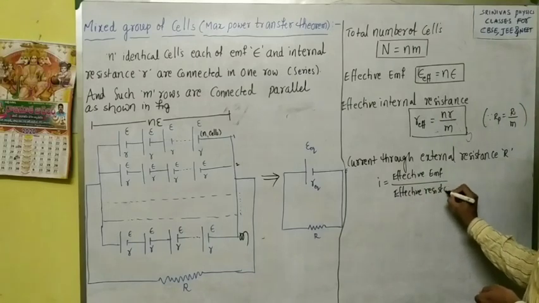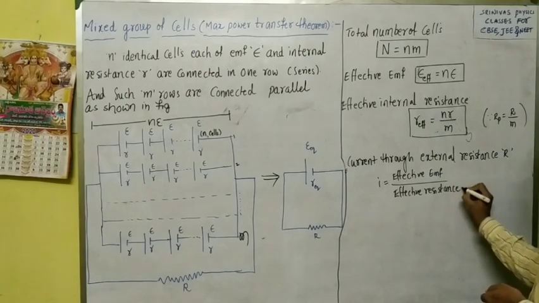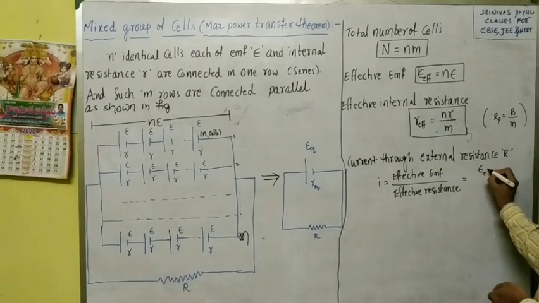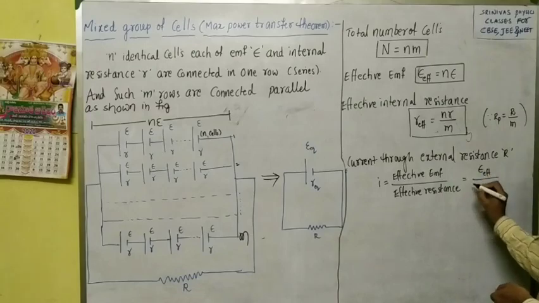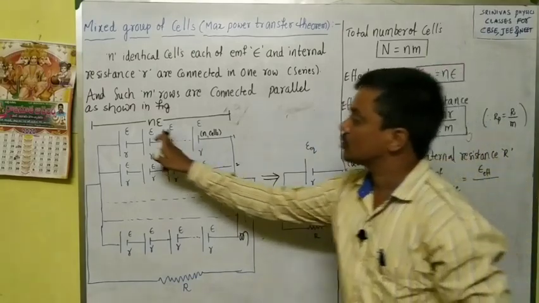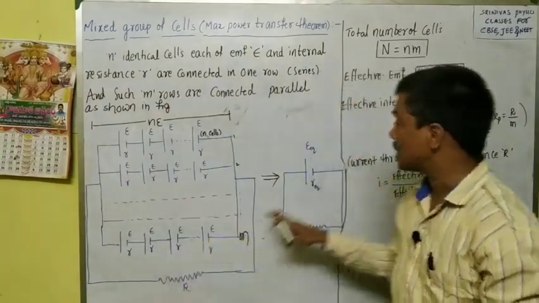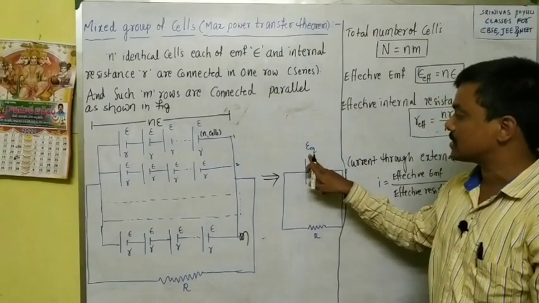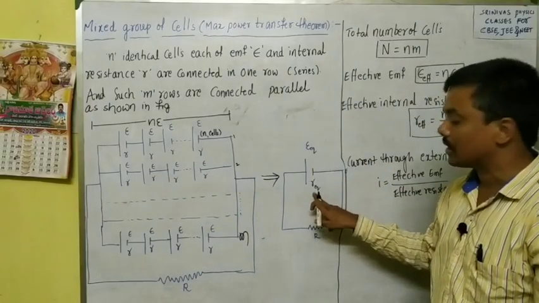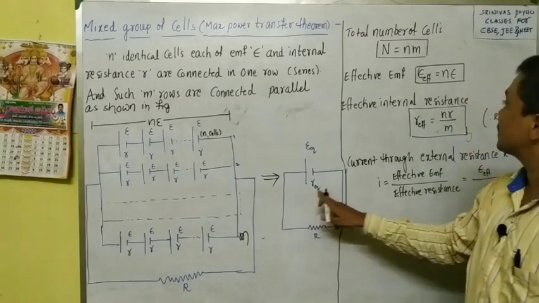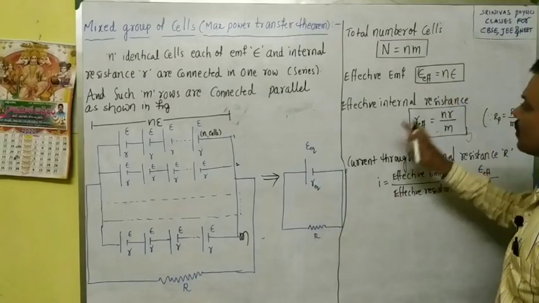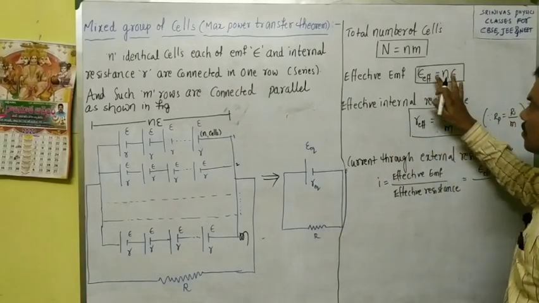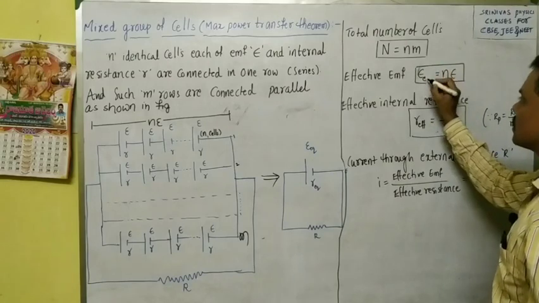Then what is the effective EMF? We write the effective EMF as E effective by the effective resistance. This total set of cells we can consider as one cell. Its equivalent EMF is E equivalent, and its equivalent internal resistance is r equivalent. We can also write this as equivalent or effective, whatever it may be, no problem. I will write equivalent also, there is no problem.